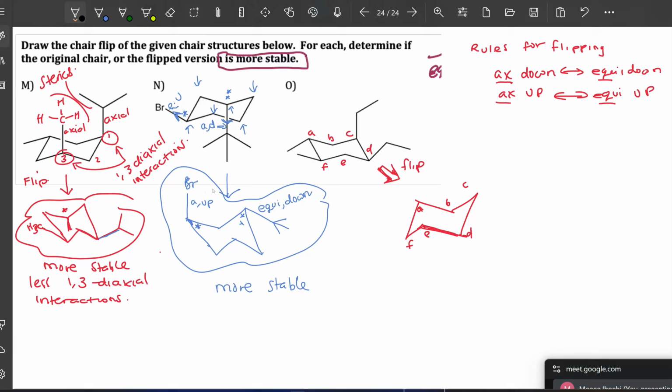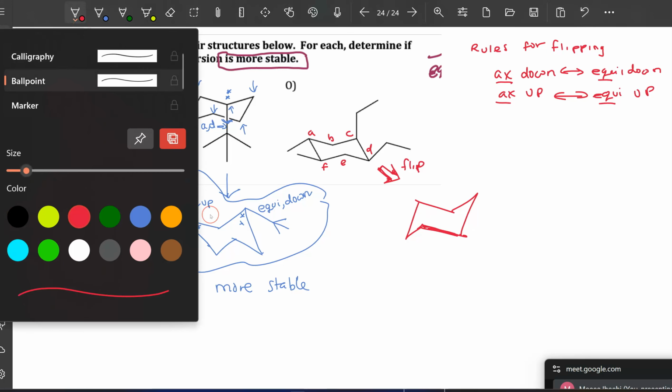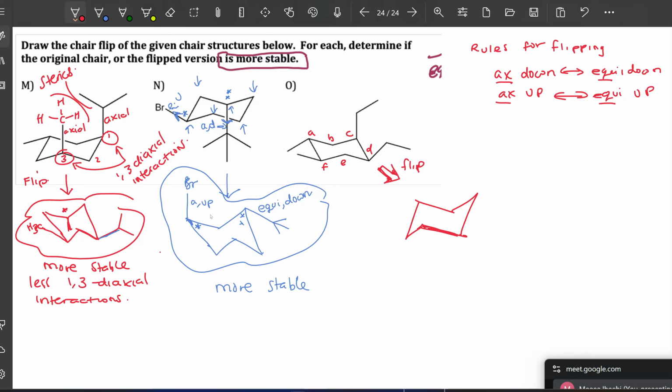If I'm flipping, wait a minute. I think those are not the best numberings here because we are flipping, right? So the numbers, the labels should flip. A should go down. Let me find it.